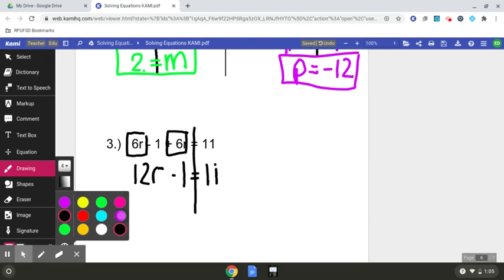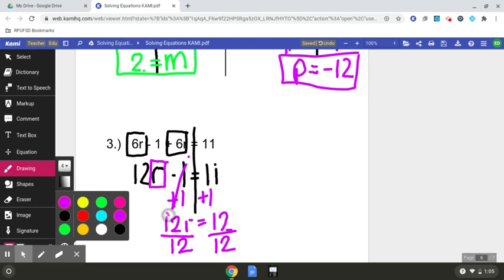Okay, and now I'm going to try to isolate that r, right? I want that r alone. Before I do anything, I got to get rid of that minus 1 here. So I'm going to add 1 to both sides. They'll cancel here, and I'll get 12r equals 11 plus 1 is 12. And to get r by itself, our final step is to divide. So r is equal to 1.